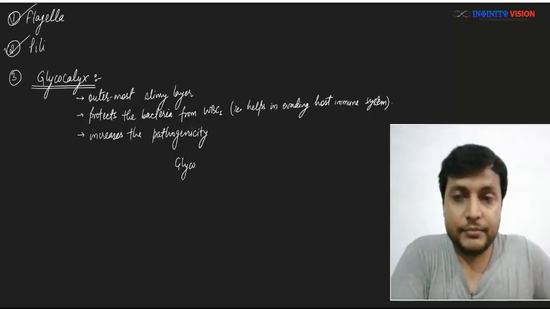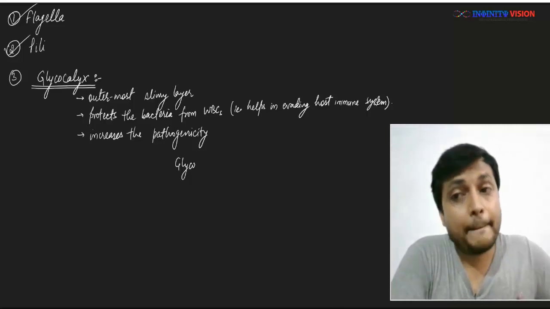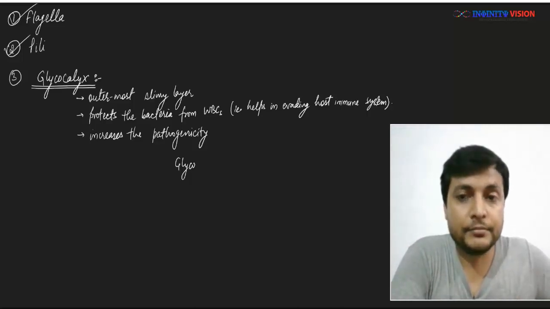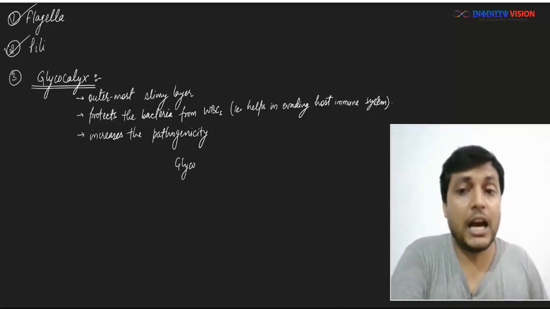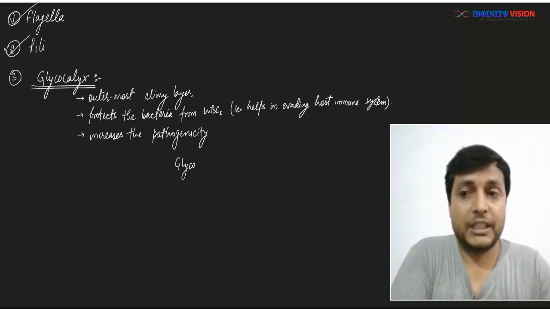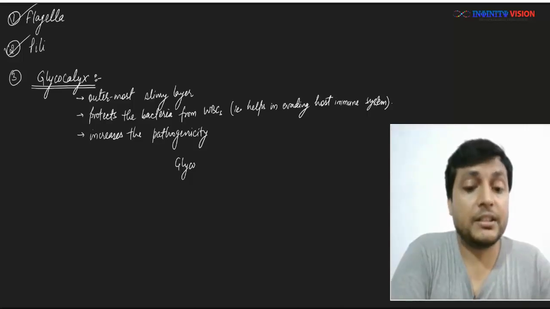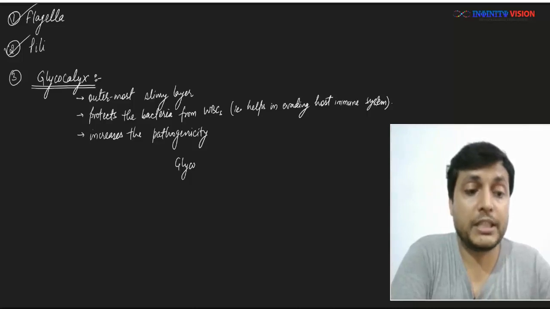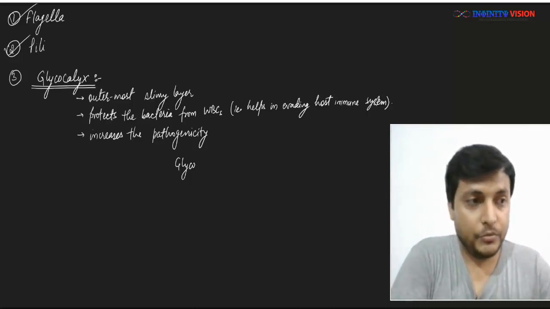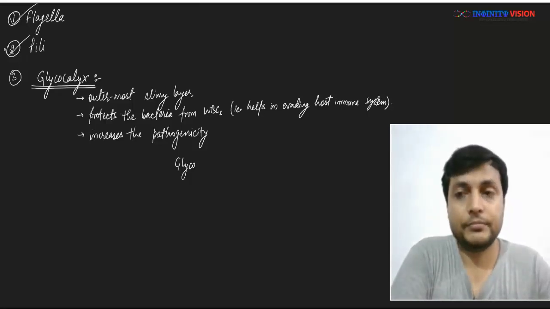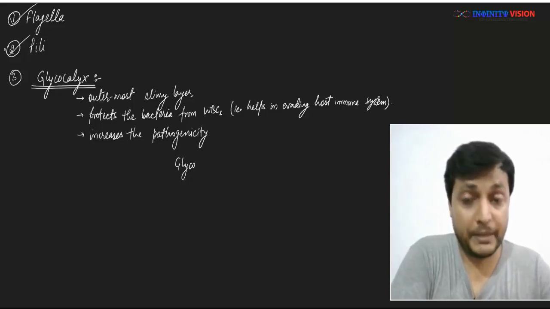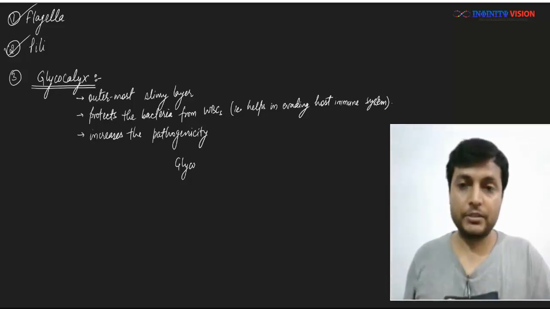In case the bacterium has a glycocalyx layer, what will happen? This glycocalyx will not allow this WBC to interact with this bacteria to identify it, and thus these bacteria will have better chances to infect you, to make you fall sick. That is, their ability, or their pathogenicity, is higher. So what glycocalyx is doing is increasing the pathogenicity. याद रखिएगा इस चीज को.